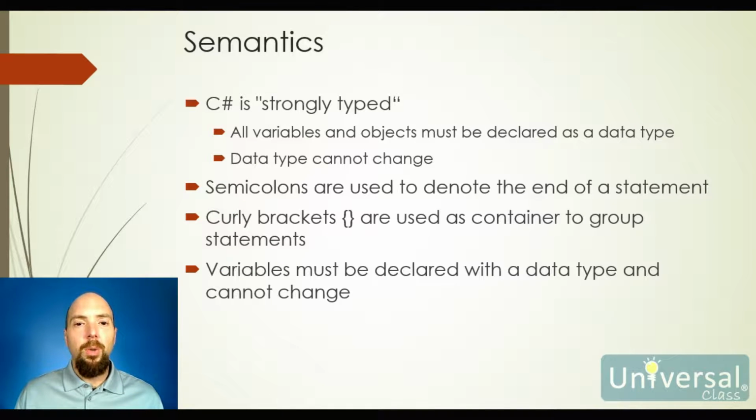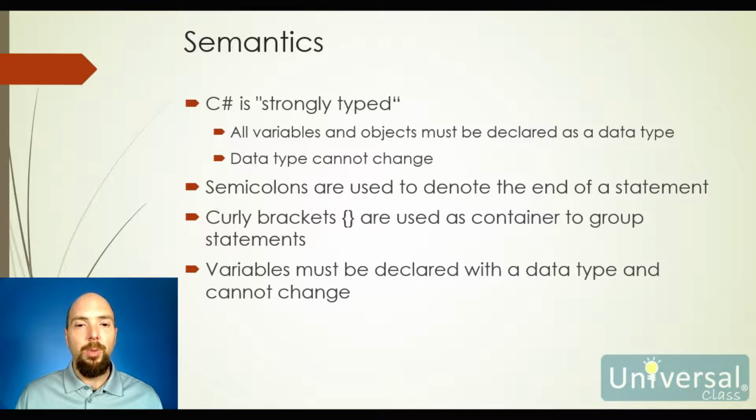C# is what's known as a strongly typed programming language. What this means is that in some programming languages that are loosely typed, we can create a variable and we can put text into that variable, and then later on we can treat it like a number, and then later on we can treat it like text again. In C# that doesn't happen.